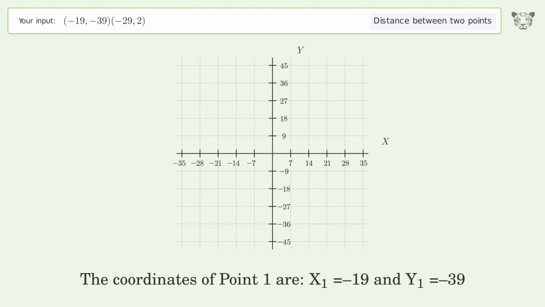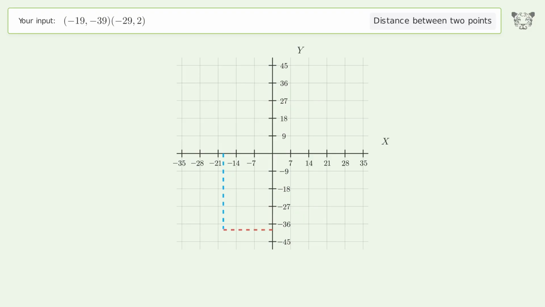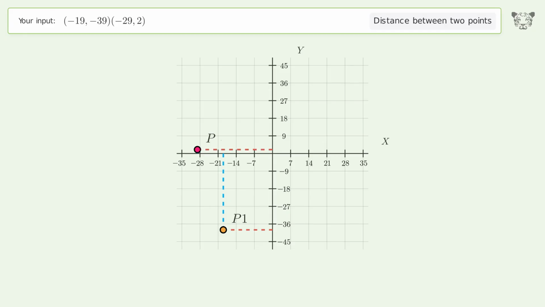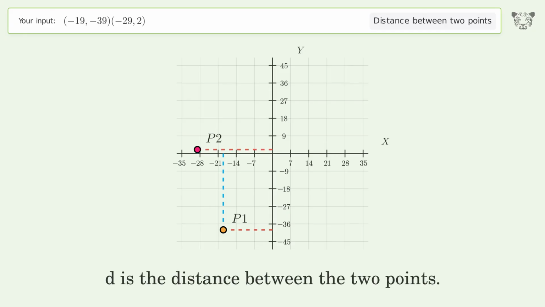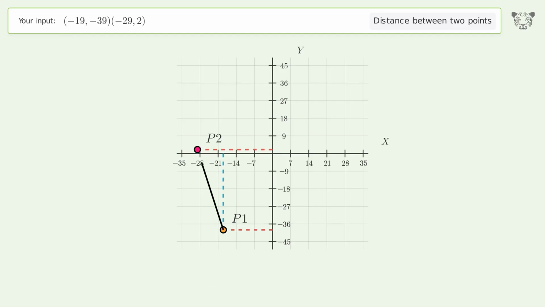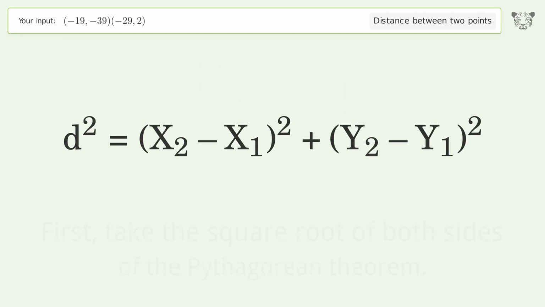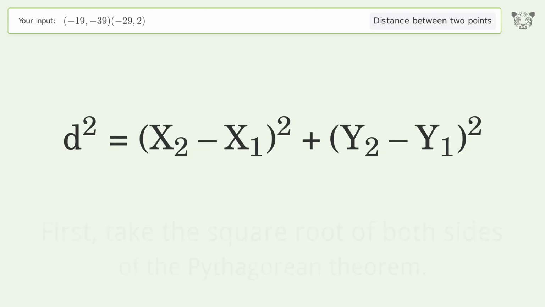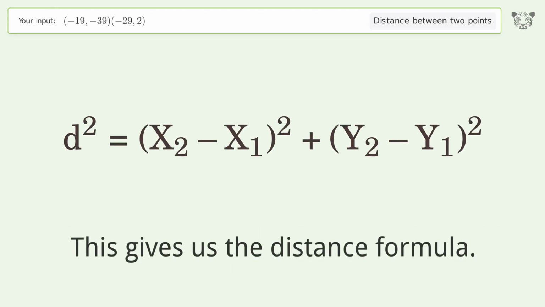The coordinates of point 1 are x1 equals -19 and y1 equals -39. The coordinates of point 2 are x2 equals -29 and y2 equals 2. D is the distance between the 2 points. First, take the square root of both sides of the Pythagorean theorem. This gives us the distance formula.